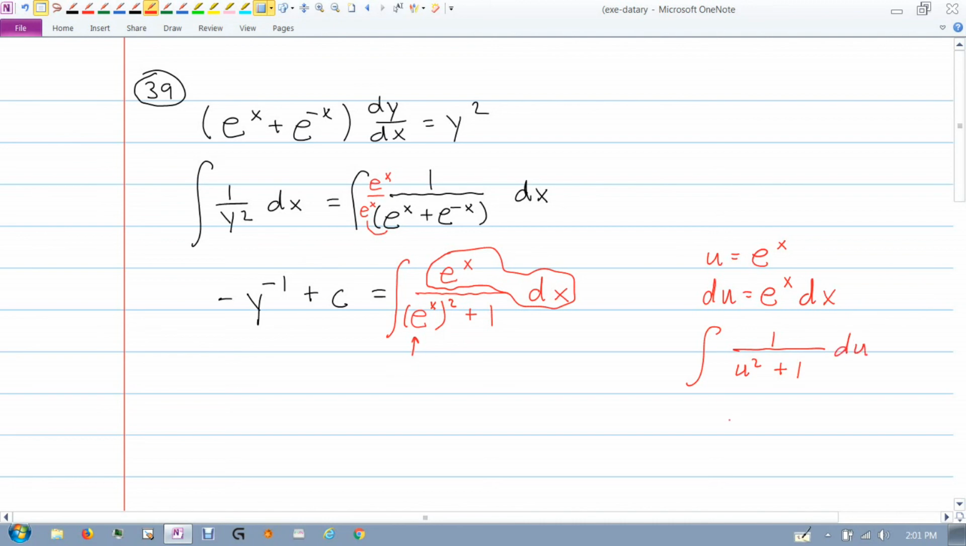So the antiderivative of that is arctangent of u, which is just arctangent of e to the x. And I already took care of the constant on the other side. So we should have on the right-hand side arctangent of, see, that's what I'm talking about, e to the x. Then the left-hand side is this. All right, that's it. 39, let's go to 40.